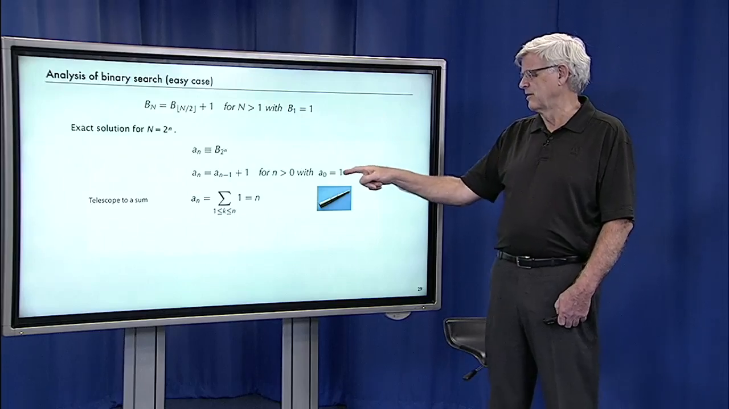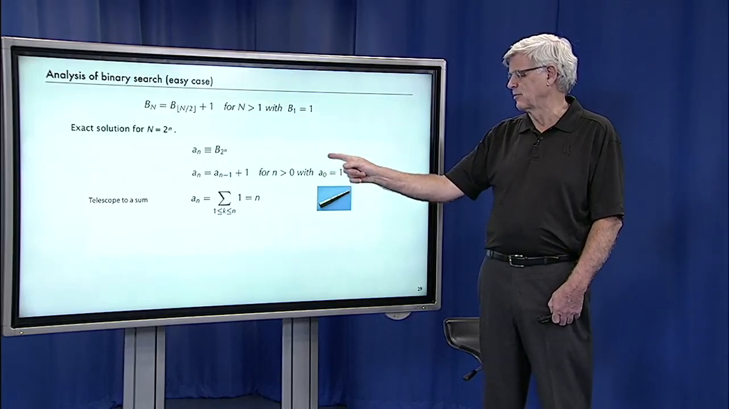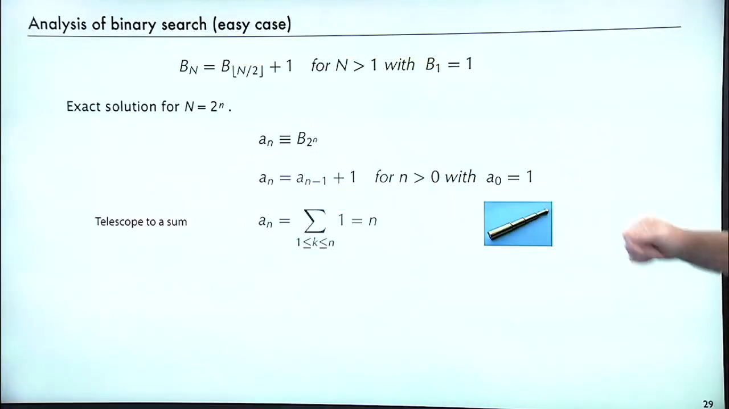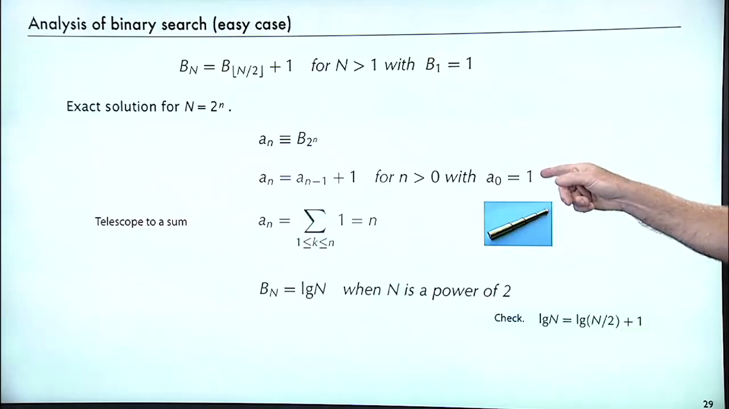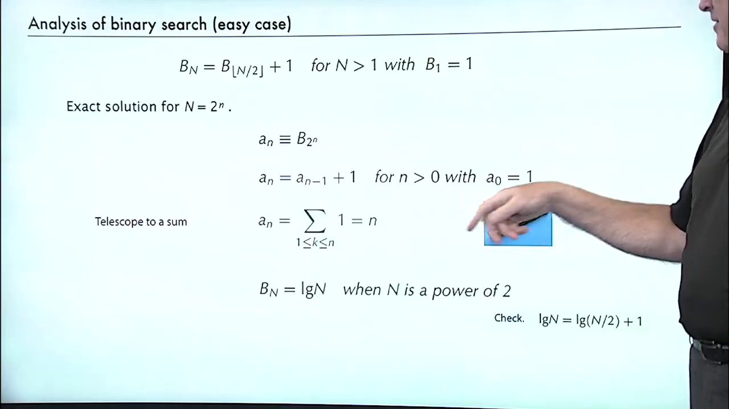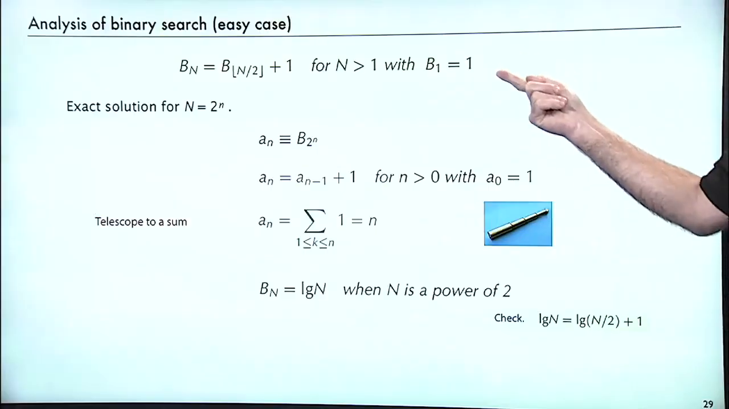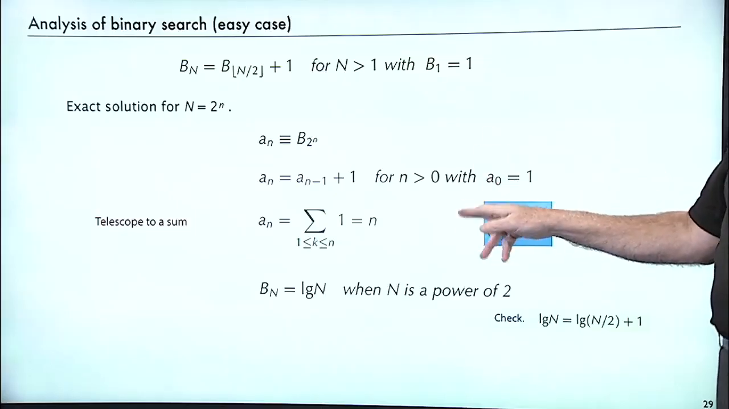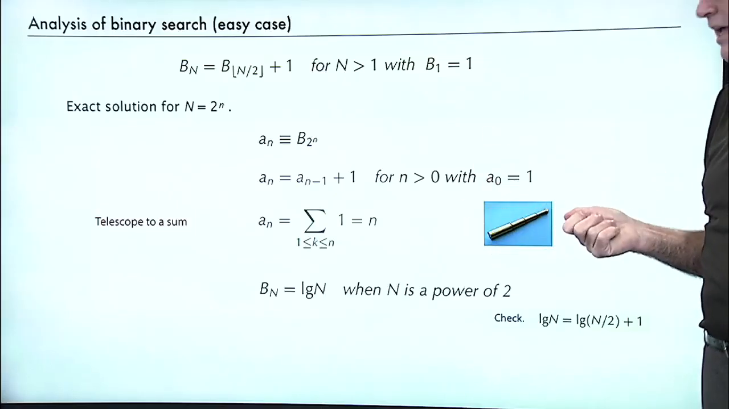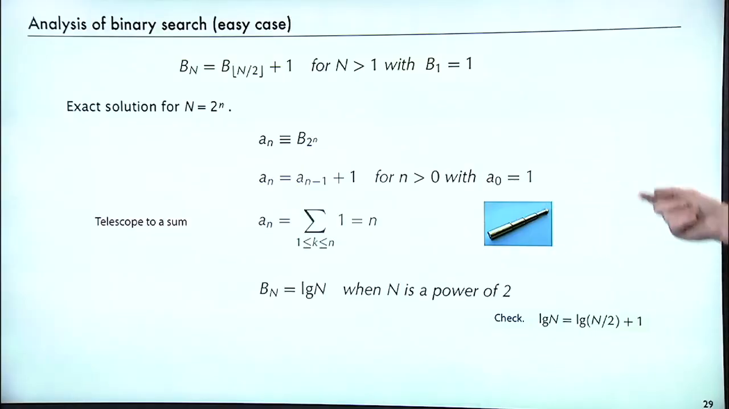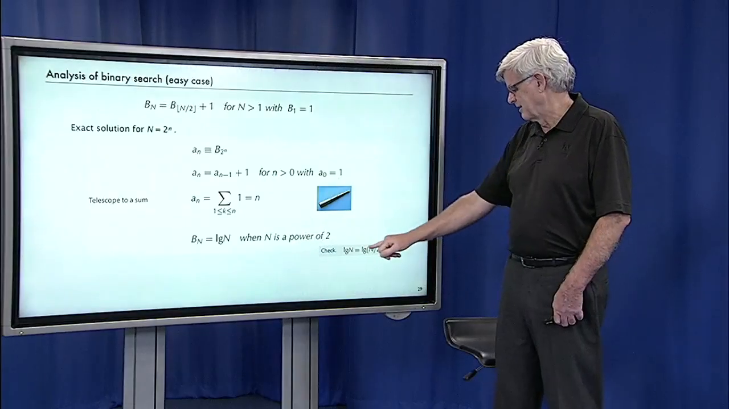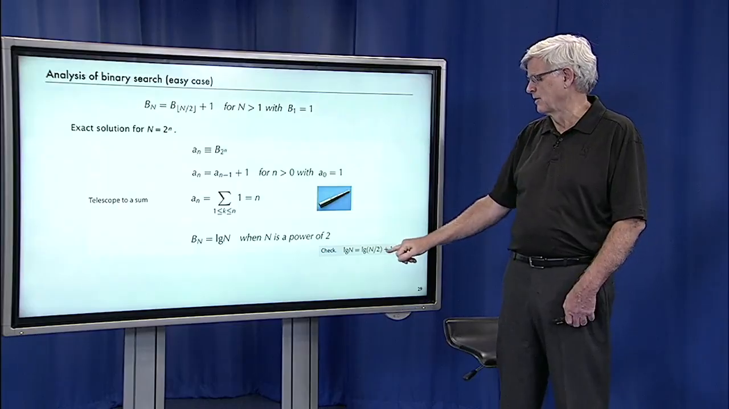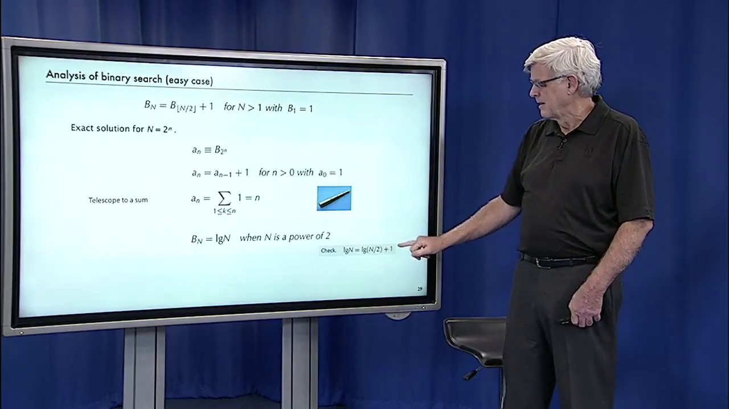And then that recurrence is the one that we looked at, it just telescopes to a sub n equals n, and each time you throw out a 1, for n times. And that means that little n is log base 2 of big N by definition. So the number of compares taken by binary search in the worst case is log base 2 of big N when N is a power of 2. And again, I can check that just by plugging into the recurrence, log base 2 of N.